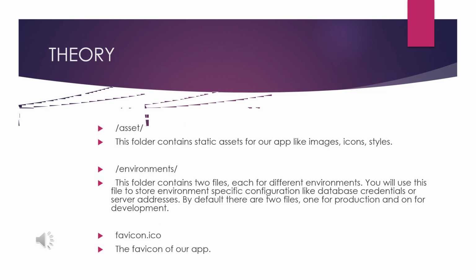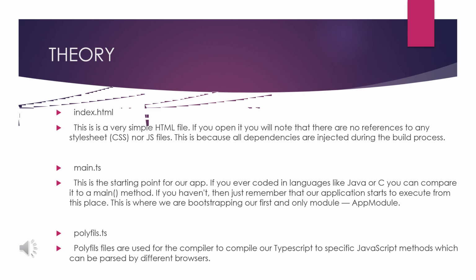We have the assets folder, where the images, icons, styles, everything will be present. The environment is for the configuration like database credentials and server addresses, which will be stored inside this one. The tab icon is the icon for our application, which will be called inside this application. The index.html file is the file which is shown to the user. All the components, style sheets, HTML files, everything we make will be outputted as a file and shown here only.